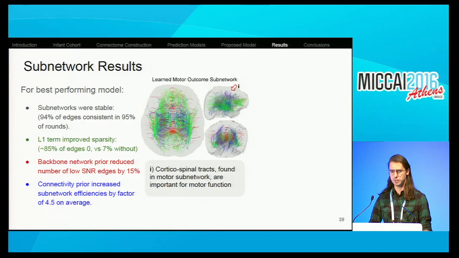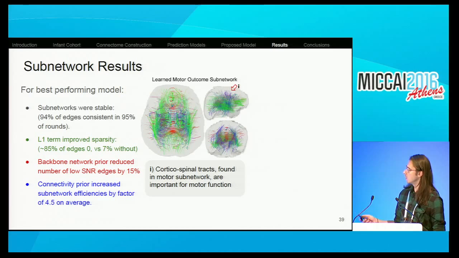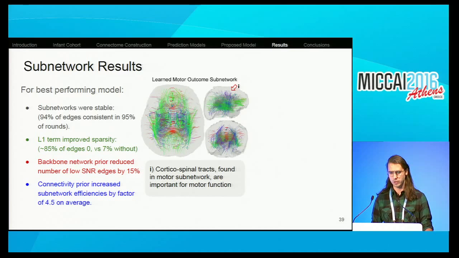So just looking at our learned motor outcome subnetwork, one thing that we noticed right away is you can see right here below the arrow, the corticospinal tracts, which we know are very important for motor function. So that's good. We thought that if we didn't find these, it would be a problem. But of course, we find other connections in the brain too that seem to be important.